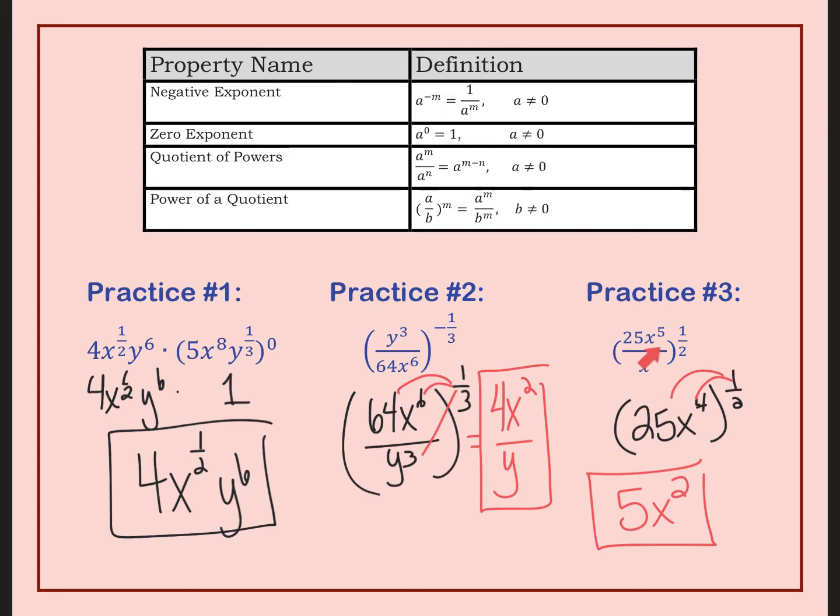The last one, okay, so this is the quotient of powers. When you're dividing, you can subtract them if they have the same base. So I actually subtracted my x's first. So I got 25x to the 4th to the 1/2 power. And so when I distribute that 1/2, it's like taking the square root of 25, which is 5, and then I went ahead and cut the exponent in half. So 4 divided by 2 was 2.